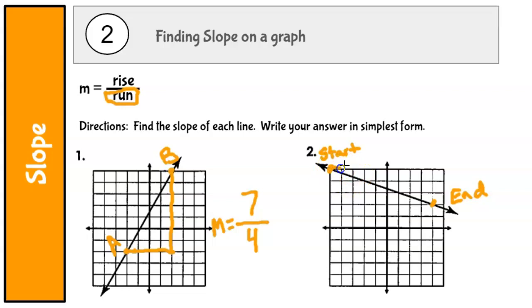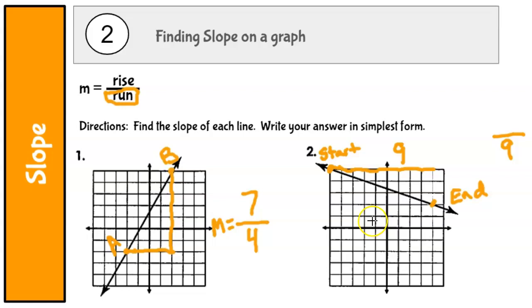So 1, that's 1 block. Don't count this as 1. This is 0. 1, 2, 3, 4, 5, 6, 7, 8, 9. I think I need to count that again. 0, 1, 2, 3, 4, 5, 6, 7, 8, 9. So my run is 9. That's the number that goes on the bottom.